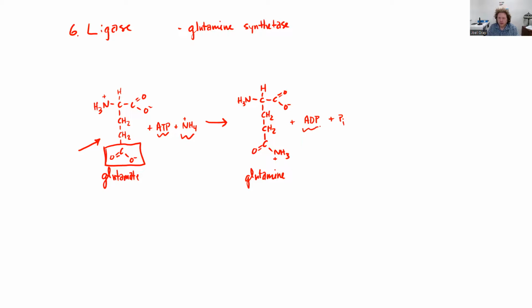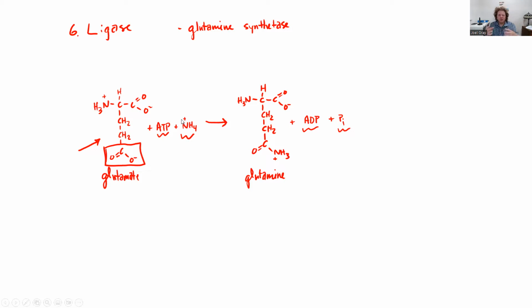Well, our other products are ADP, adenosine diphosphate, and Pi, inorganic phosphate. So what that's showing is, with our ATP, the phosphoanhydride linkage between the beta and the gamma phosphate groups is broken. The energy released from that was enough for this ammonium to be added to my R group. So ADP and Pi both came from ATP.